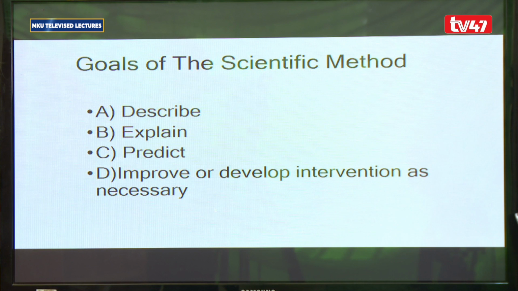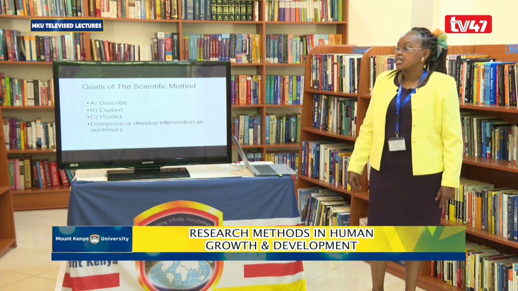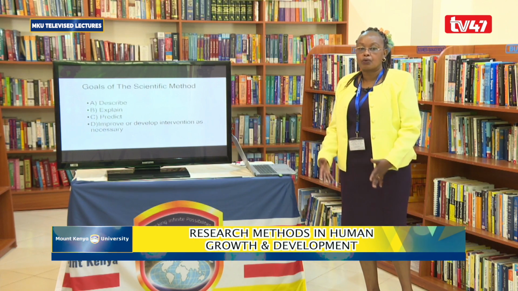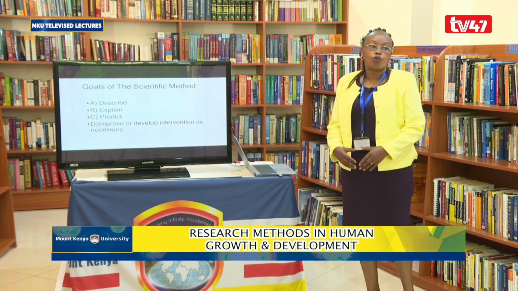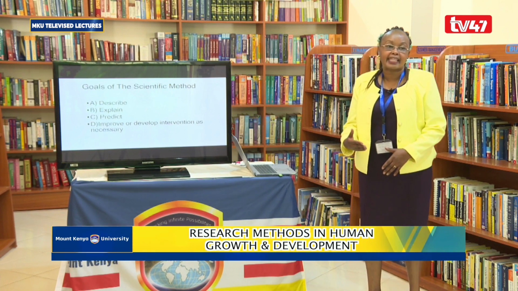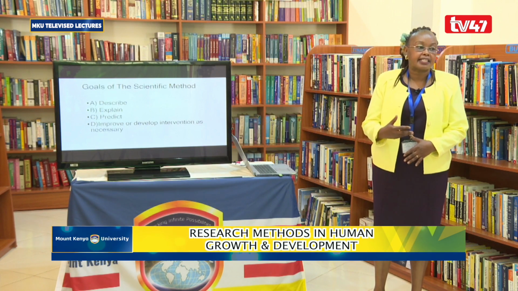Number 2, when we explain something, we want to be able to account for that aspect of development or observation that you made, to show cause and effect. That is what an explanation is all about. You can even talk of being able to come up with a reason of why that aspect of behavior or development that you are studying takes place.